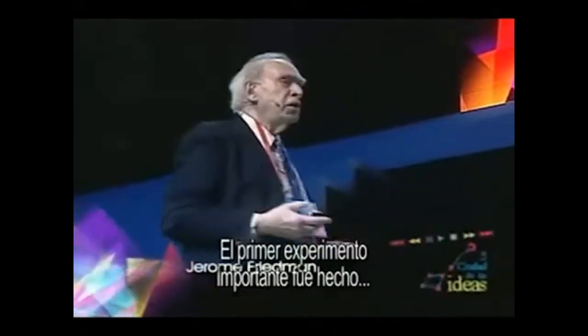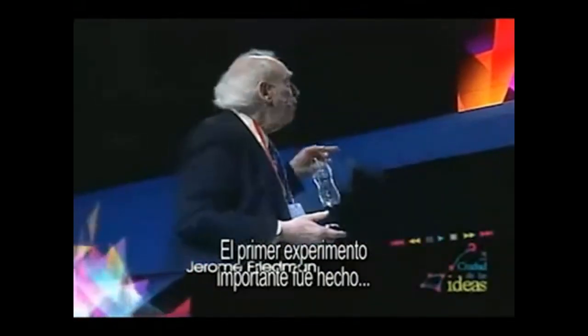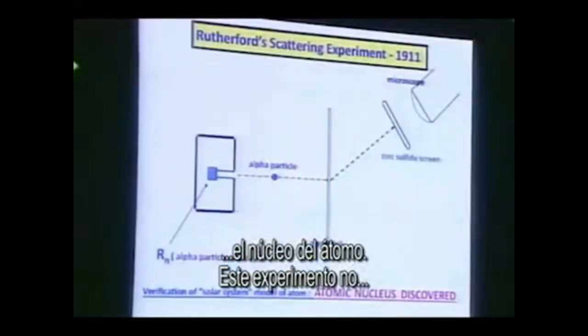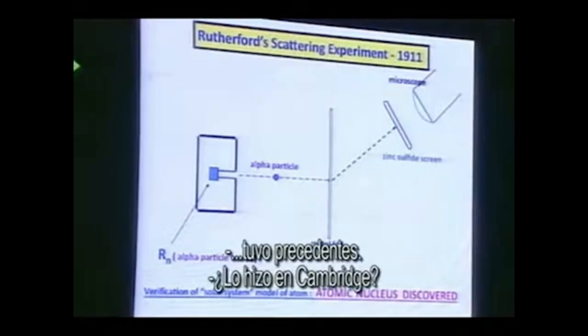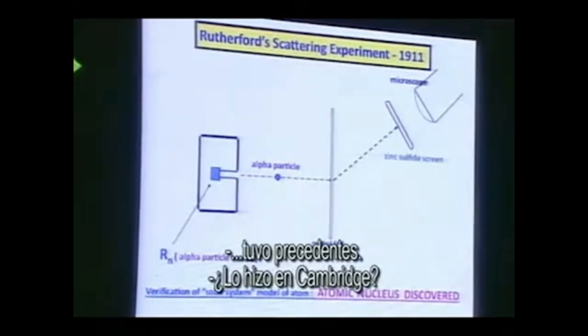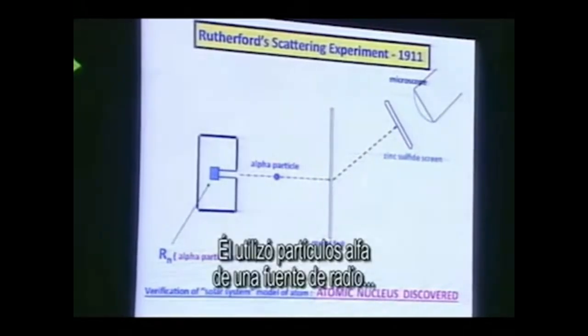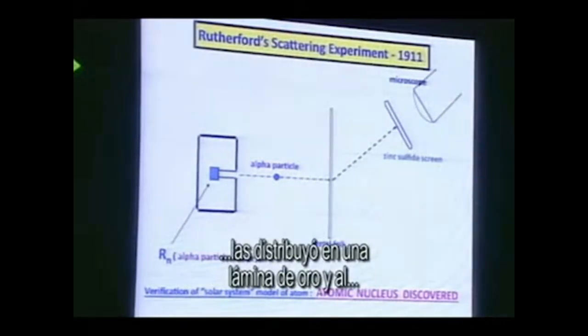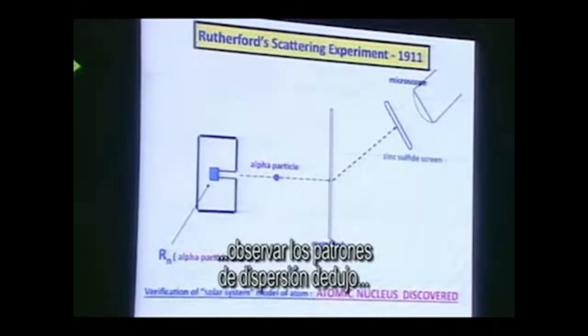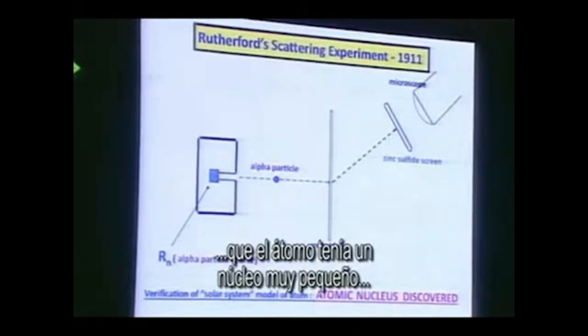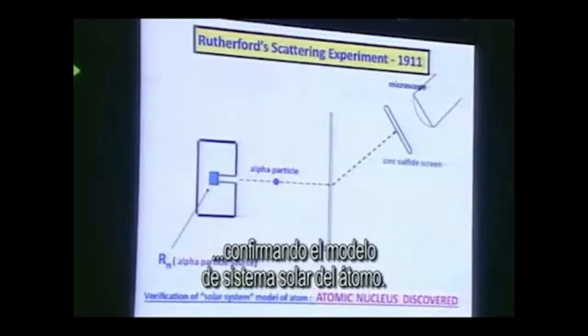And the first experiment, one of the most significant, was done by Rutherford in 1911, where he discovered the nucleus of the atom. It was a groundbreaking experiment. Was this at McGill? At McGill University, or that came afterward? It was, I think, in Cavendish. Oh, in Cavendish. And what he did was he just used alpha particles coming from a radioactive source. He scattered them on gold foil, and by observing the scattering patterns, he could deduce that the atom had a very, very tiny core, and the so-called solar system model of the atom was confirmed.